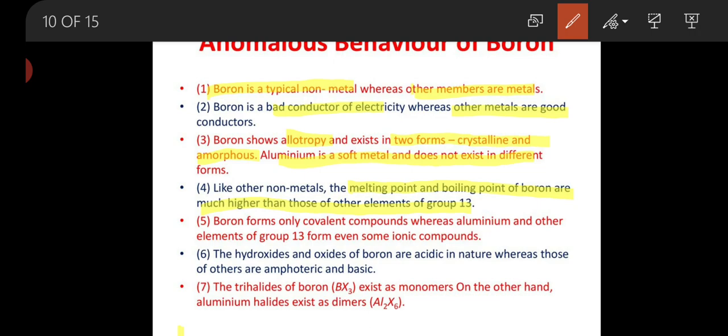Again, boron does not have d orbitals, due to which it cannot form higher molecules. Boron forms only tetrahalides. Higher complexes cannot be formed. Okay, this is the simple conclusion of why boron behaves anomalously from the other group elements.